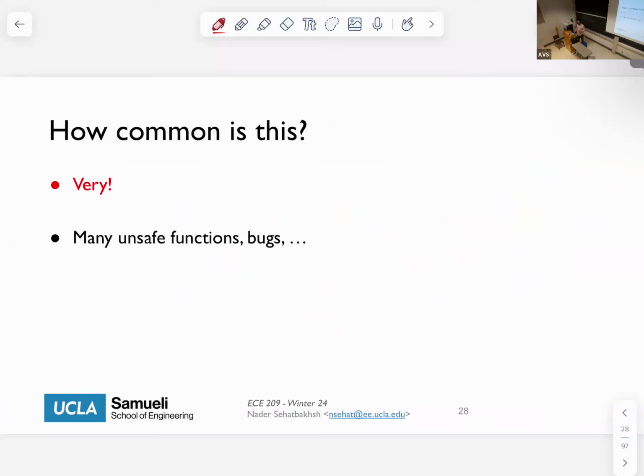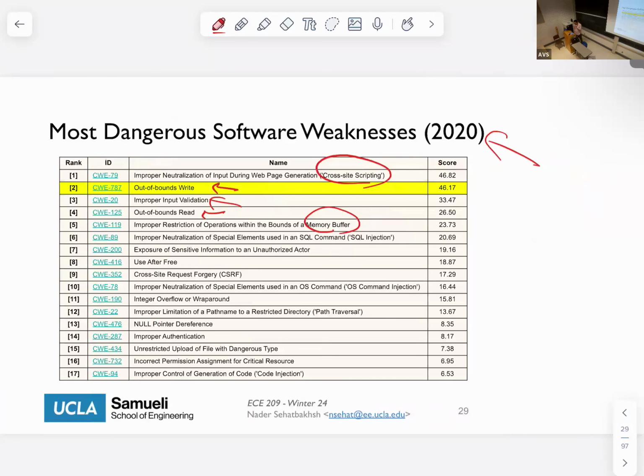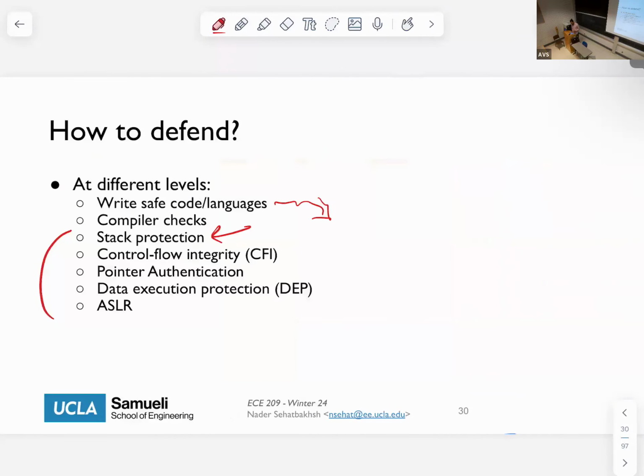And then generally, how common is this? This is actually the most concern in security systems, because there are many, many unsafe languages, bugs and functions. And most of the software we have, unfortunately, is vulnerable one way or another to these types of attacks.